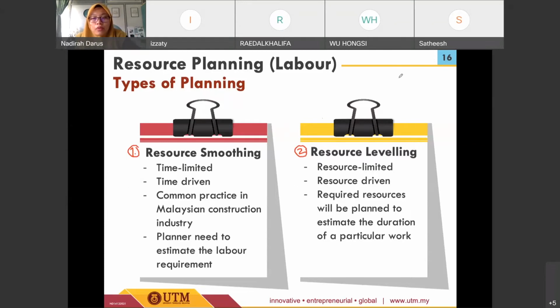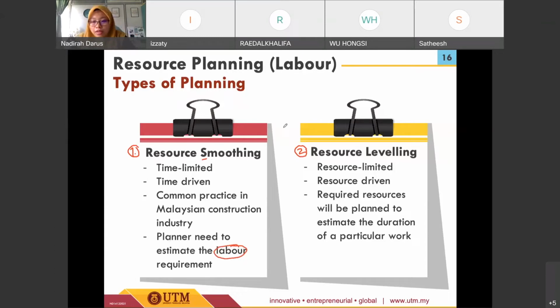So what I want to share with all of you is the difference between these two components. First, we look at resource smoothing. Resource smoothing is related to being time limited. So smoothing is time limited or time driven. Most projects in Malaysia practice resource smoothing for their construction industry. By having this kind of resource smoothing, the planner needs to estimate the labor requirement, since it is time limited.